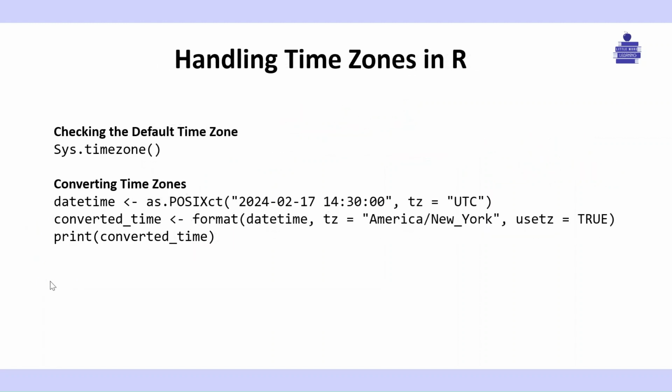The last part is handling time zones in R. Time zones are crucial for global datasets. If you want to check the default time zone, Sys.timezone will give you the default time zone in your system. For converting time zones, you can use this format to convert your time zone to any other country's time zone you want. It ensures correct scheduling across different time zones.